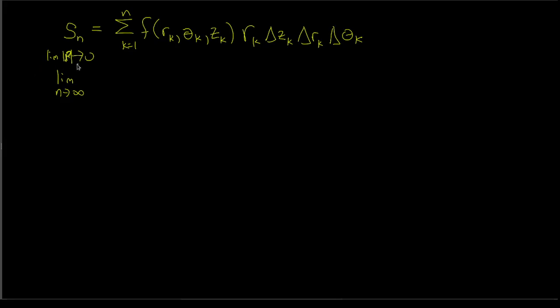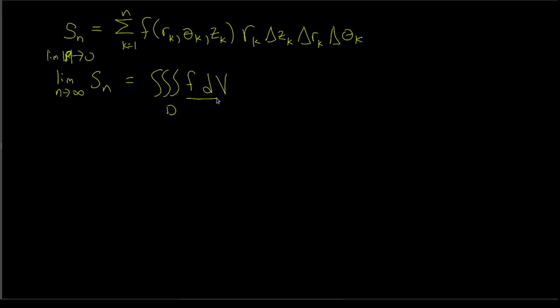If I take my little partitions and make their volume go to 0, then I'm going to need an infinite amount of them to fill the space. And if I try to cram an infinite amount of them into the space without overlapping, then their size is going to need to come down to 0. And so if we take the limit of S sub n, this turns into a triple integral over some region in space D, where our function is times the volume element.